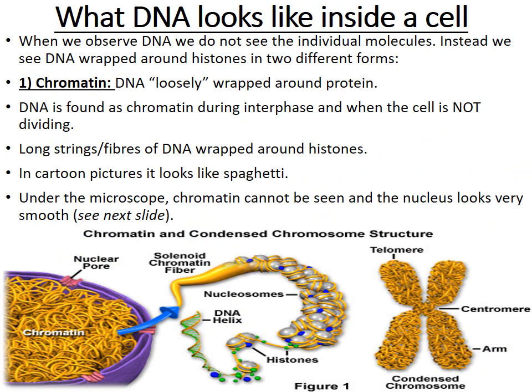So let's quickly talk about how DNA looks inside the cell. DNA can look different depending on the phase of the cell cycle that you're in. Chromatin is when DNA is loosely wrapped around protein. It looks like spaghetti. You usually find chromatin during interphase, when the cell's not dividing, when you're not really moving the DNA around too much. When you look at a cell under the microscope, if there's chromatin, it looks like a nice smooth nucleus, because the chromatin is very thin.